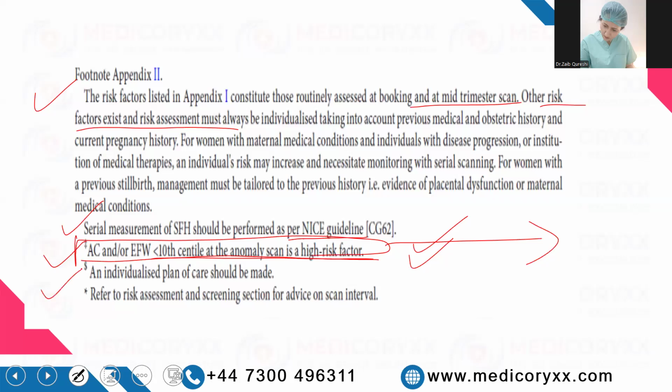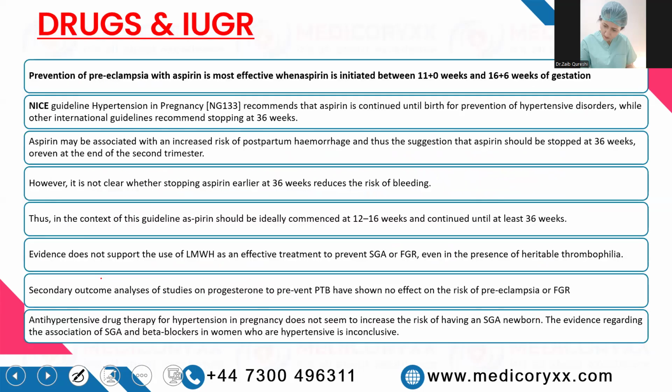Then an individualized plan of care should be made, refer to the risk assessment and screening section, and then we are going to monitor. What about drugs and the association with IUGR? Okay, so aspirin, if we initiate it, we can prevent preeclampsia, and it is most effective when we start from 12 weeks onwards. NICE guideline says that we have to continue it until birth for the prevention of hypertensive disease. But another guideline says stopping at 36 weeks, because we are in the RCOG curriculum.